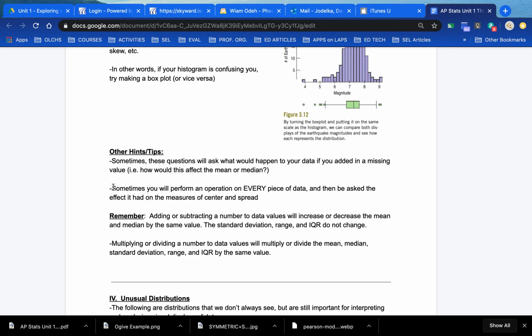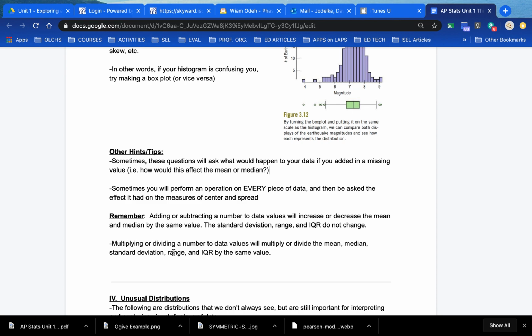So right here, if you add or subtract to every single piece of data, you will increase or decrease the mean and median by that amount because you added it to every piece, but measures of spread are unaffected. Think of that as like a horizontal shift on a graph. You changed its x locations, its measure of center, let's say, but you haven't changed its range.